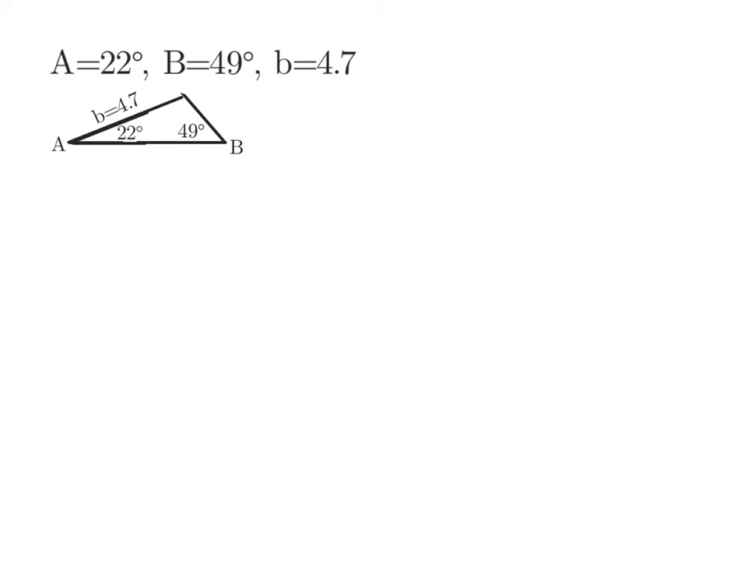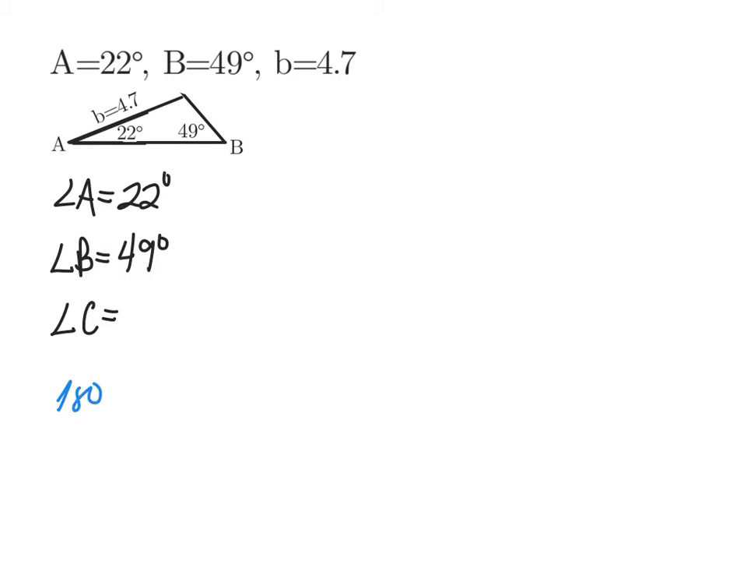Now let's get ready to do the problem. List out your angles: angle A, angle B, and angle C. We know that angle A is 22 degrees and angle B is 49 degrees. Together that makes what, 71? So if we start with the 180 degrees that are in a triangle, subtract out the 71 that we've already used, that leaves us with 109 degrees. That's what angle C has to be.